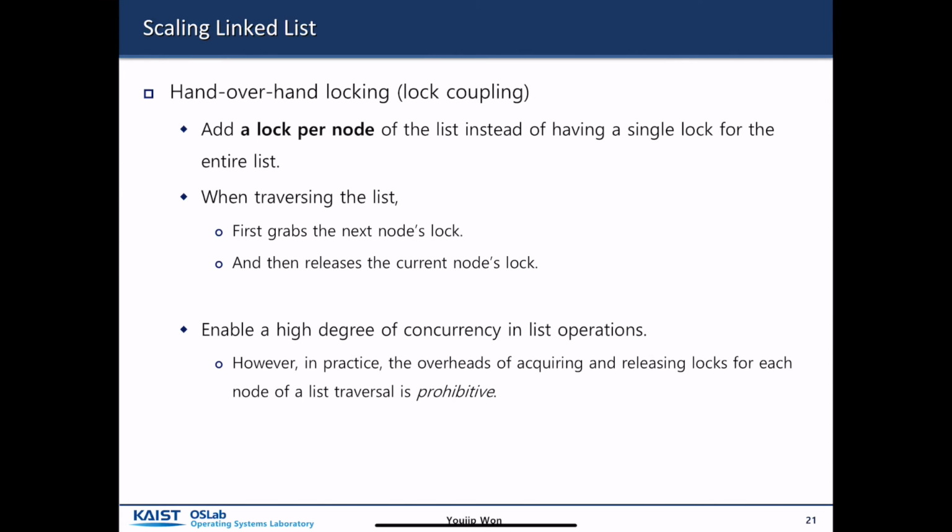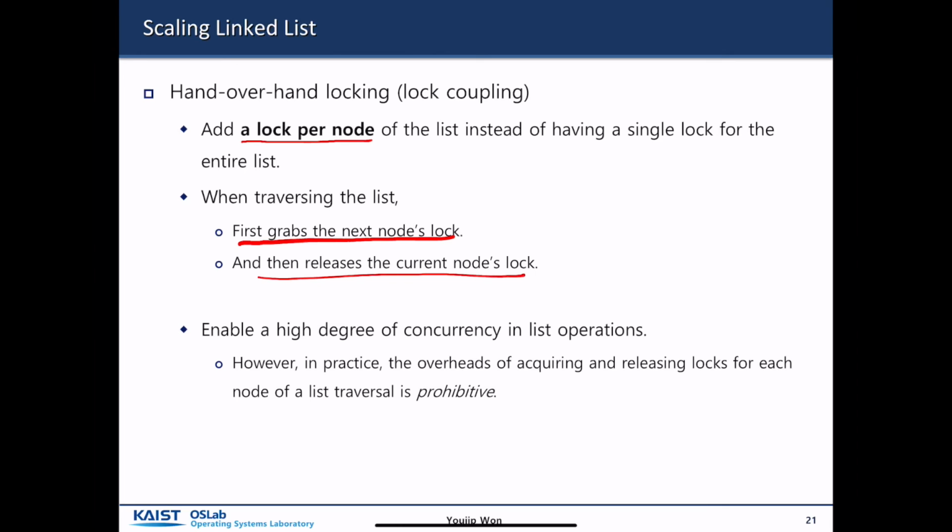To make the linked list scalable, there is a technique called hand-over-hand locking. In this approach, every node has its own lock. So whenever an application traverses the list, it first grabs the next node's lock and then releases the current node's lock. So in this approach, the application only locks the current node it is accessing.